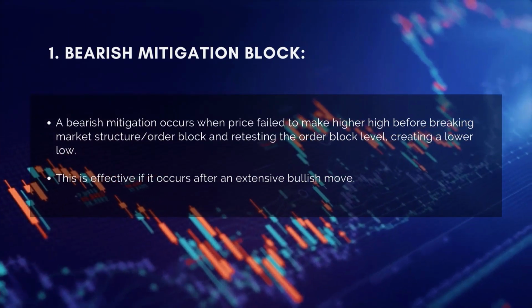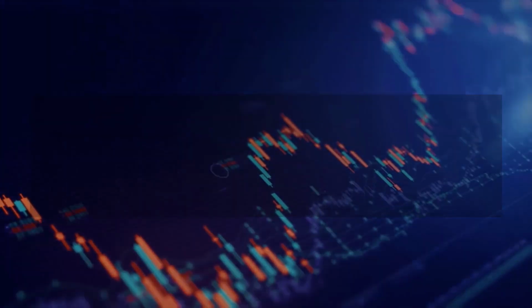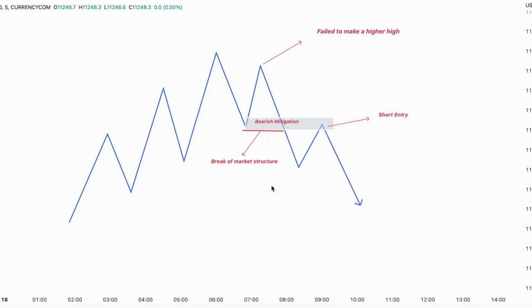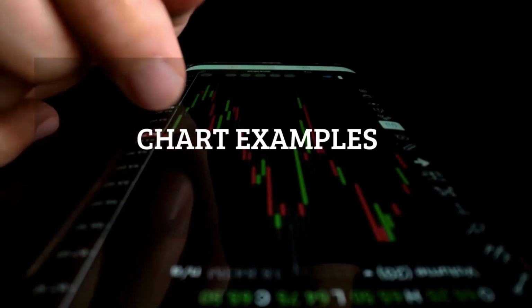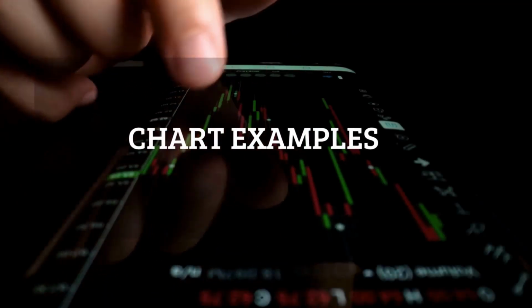So let's see a figure of a bearish mitigation block. Unlike the bearish breaker, where price managed to make a higher high before dropping down, in this figure of bearish mitigation, price failed to break the previous swing high and made this bearish break of structure. It came back to retest the bearish mitigation block before continuing lower. So let's move on to the chart to see some examples of mitigation blocks.